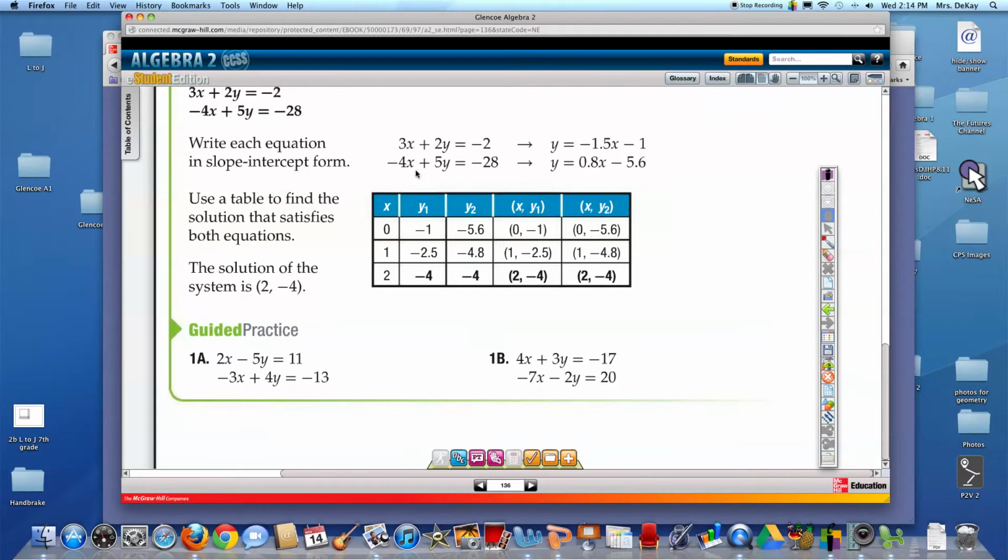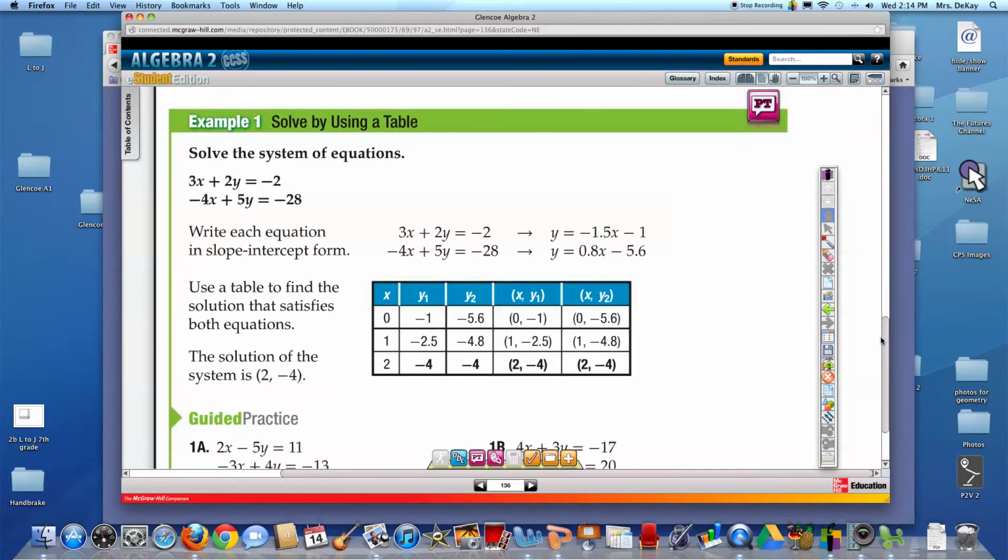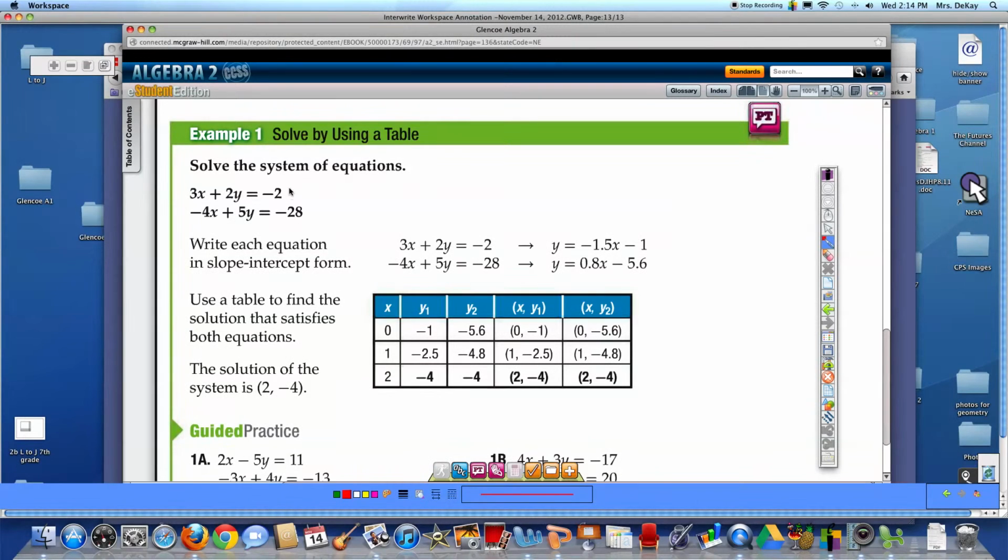Now, I'm going to show you why make a table can sometimes be a pain in the butt. Here's a make a table that worked great. They did it for you. It just worked out beautifully. Here were your 2 equations. It's easier to make an XY chart if you put these in slope-intercept form.